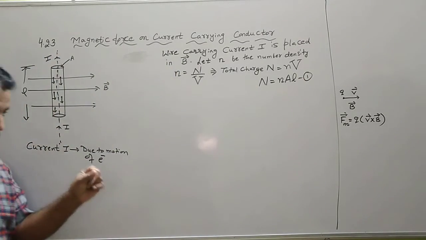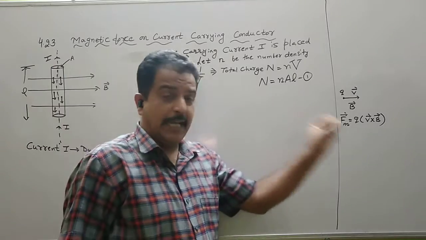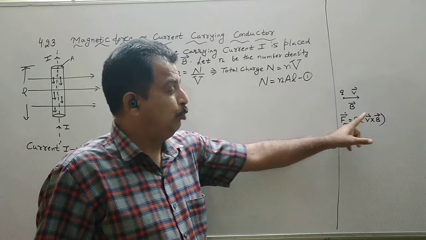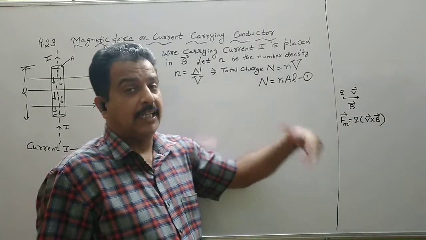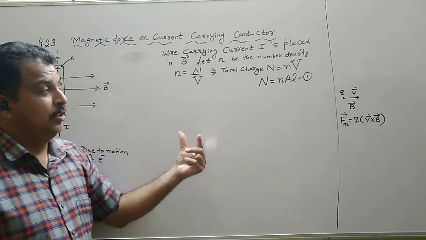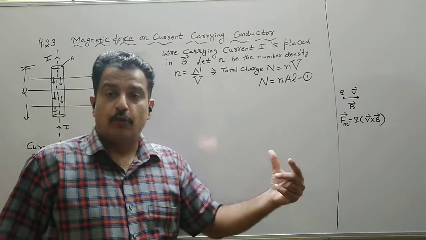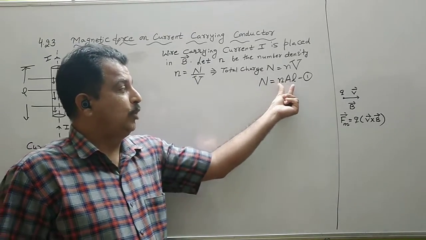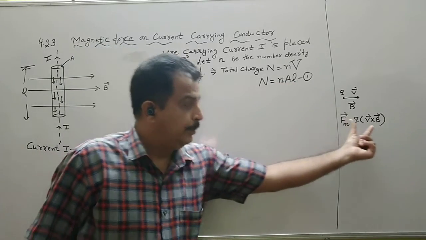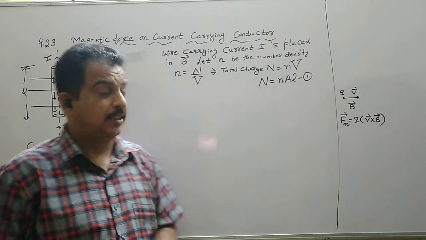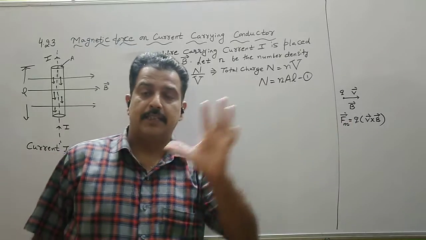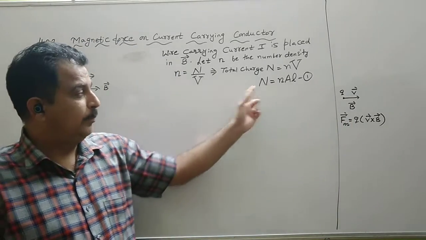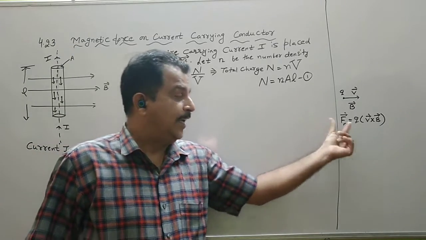Now if the force acting on a single charged particle is qv cross B, then the total force acting on N charges will be equal to this multiplied by N. So this is the force acting on a single charge. We have total N, so Nq. In the place of capital N, I will write nAL.